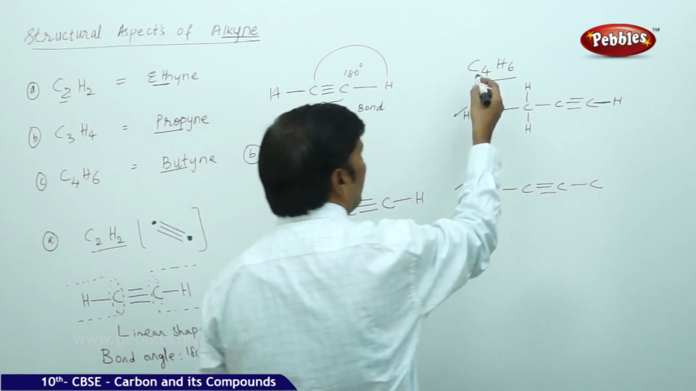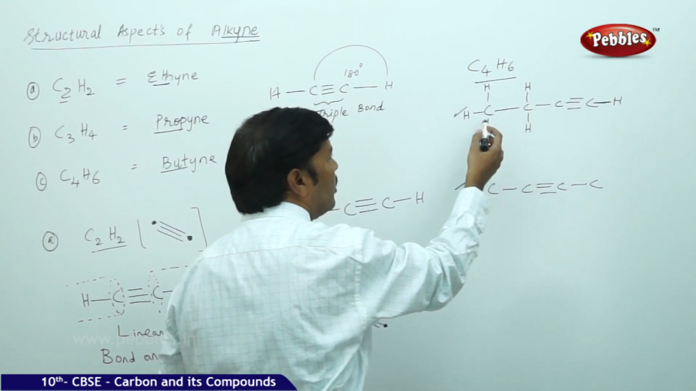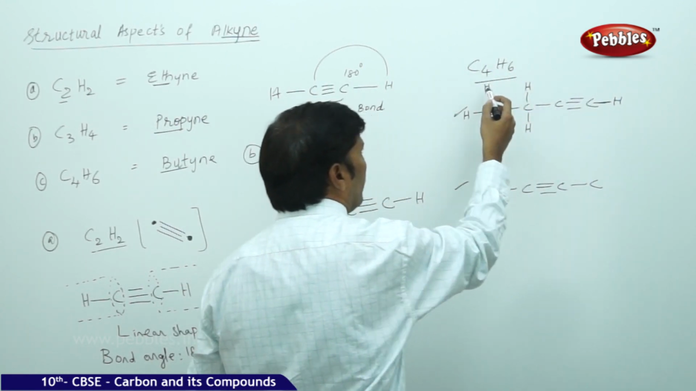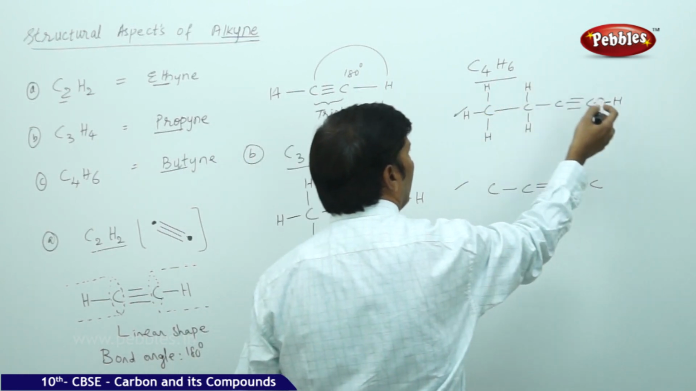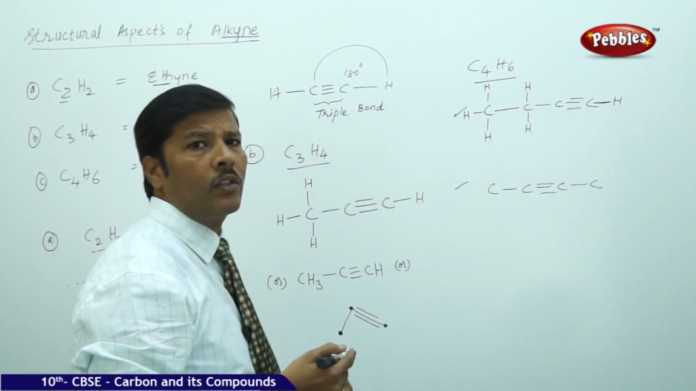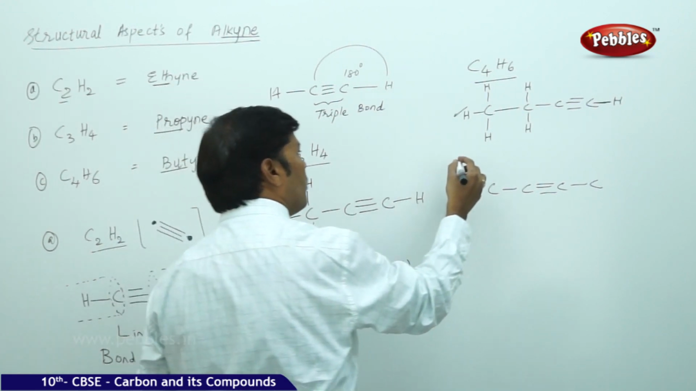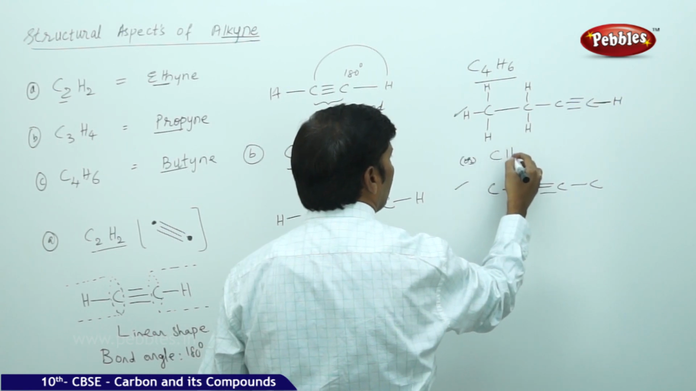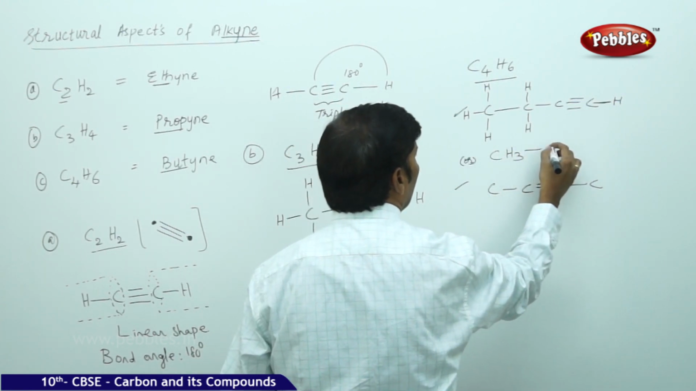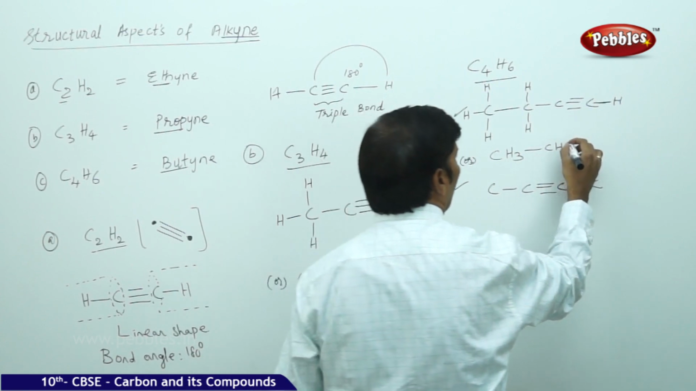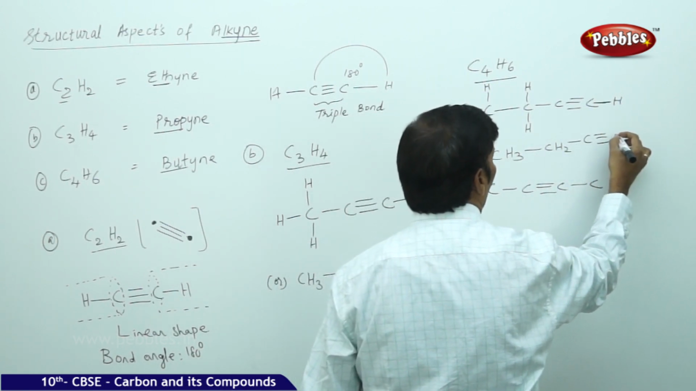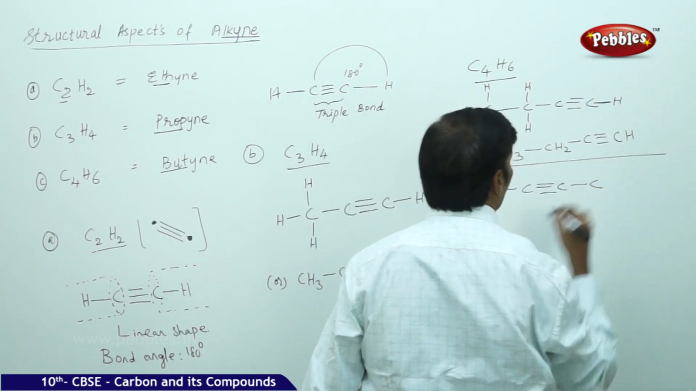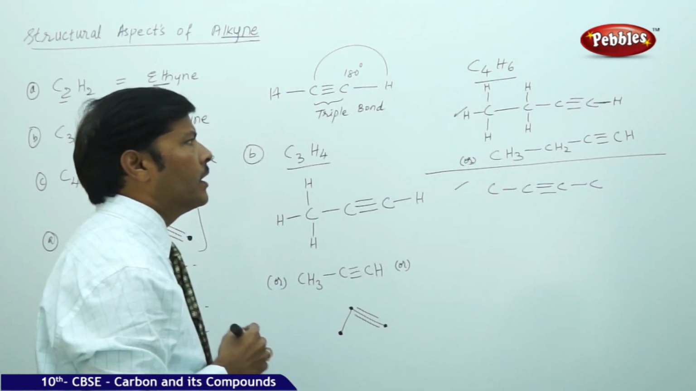You can see that there are 4 carbons and 6 hydrogens. If you look into the chain, 1, 2, 3, 4 carbons, there are 6 hydrogens, 1, 2, 3, 4, 5 and 6. This is the expanded structure of butane. If you want, you can also write the condensed structure: CH3 single bond, CH2 single bond, carbon triple bond, single bond hydrogen. So this is one structure of butane.